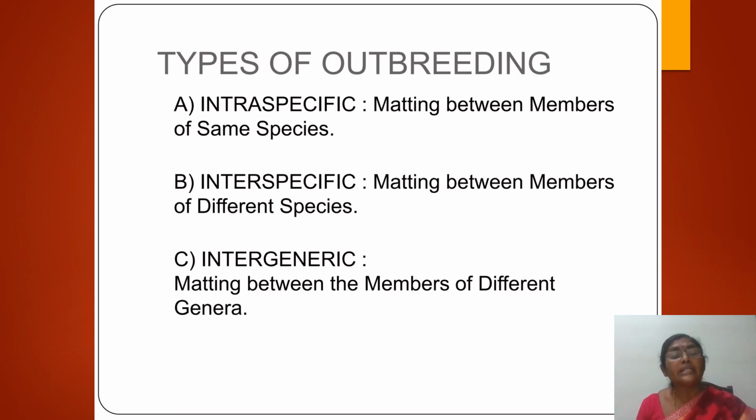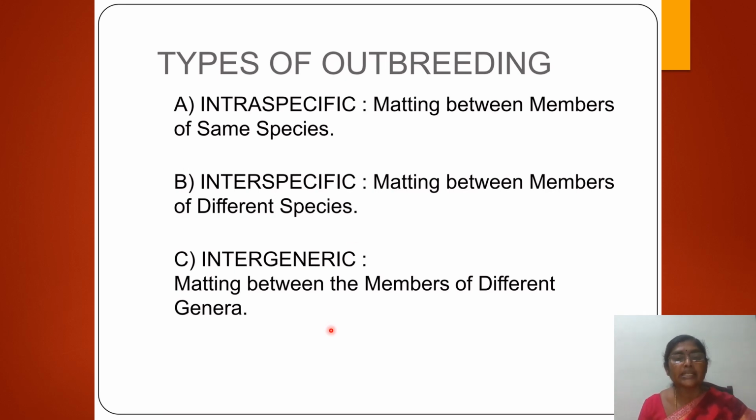Types of outbreeding. Intraspecific. What is intra? That is within. So mating or cross between the members of the same species. For example, the lady's finger species, they can cross with each other. That is, between two varieties, if the crossing is made, then it is called intraspecific. Then interspecific, mating between members of different species. That is within the genus, two species can be crossed. So that is called interspecific, that is in between two species.